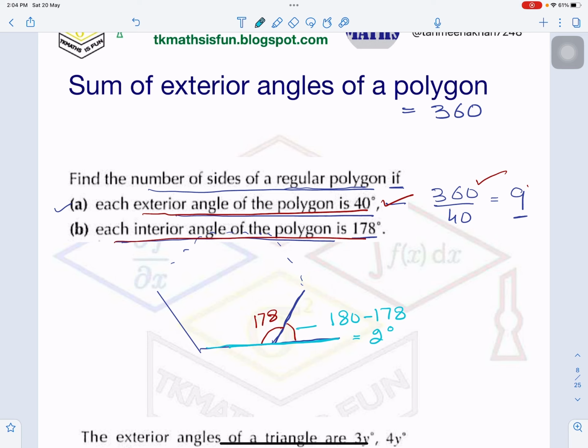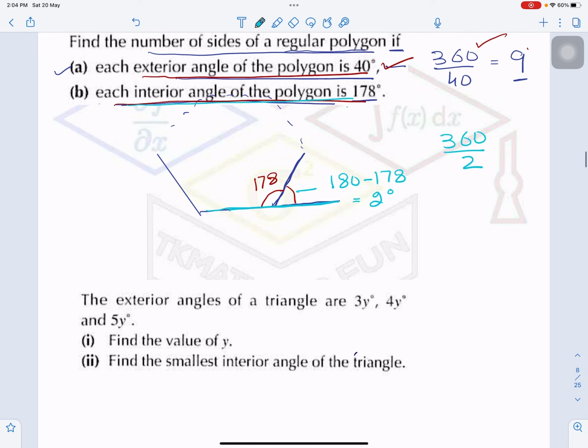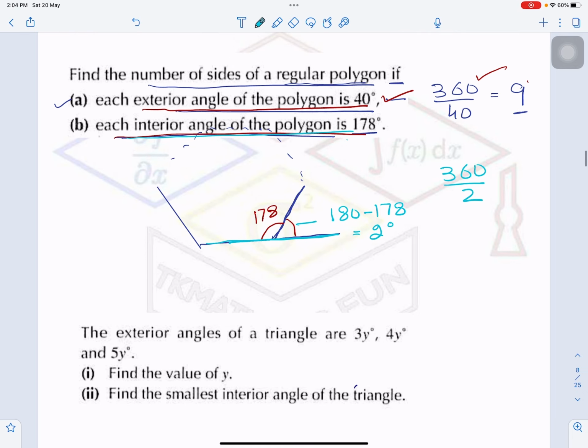So now if you have to find the number of sides of a polygon which has interior angle 178, what will you do? 360 divided by 2. Why 360? Because 360 is the sum of the exterior angles. So how many sides does it have? 360 divided by 2 is 180 sides. Yes or no? Got it? So interesting, na?